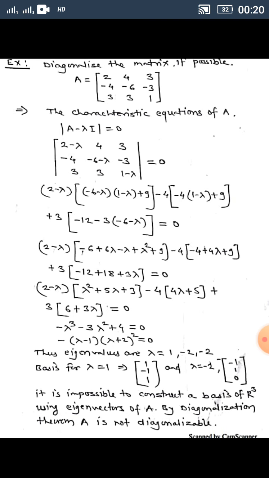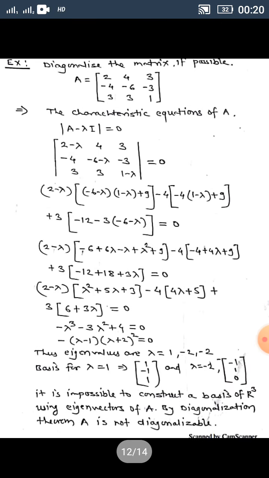So for lambda is equal to 1, we get the corresponding eigenvector as 1 minus 1 1, as we have calculated in this. So 1 minus 1 1 for lambda is equal to 1, and for lambda is equal to minus 2 we get minus 1 1 0 as eigenvectors. Okay, so it is impossible to construct a basis because we have the two same eigenvalues here. So we cannot diagonalize the matrix because the eigenvalues are same.